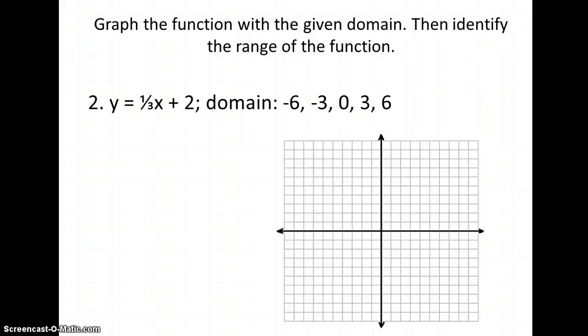Next, do the same thing for the equation y equals 1/3 x plus 2. The domain for this one is -6, -3, 0, 3, and 6. Plug in each of these values.